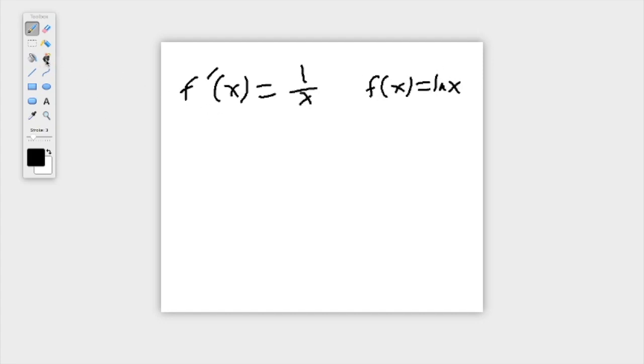So let's try to derive the derivative for e to the x. And knowing that we know the derivative of ln x is 1 over x, there's actually an easier way to do this without using the whole formal definition. So let's say y equals e to the x.